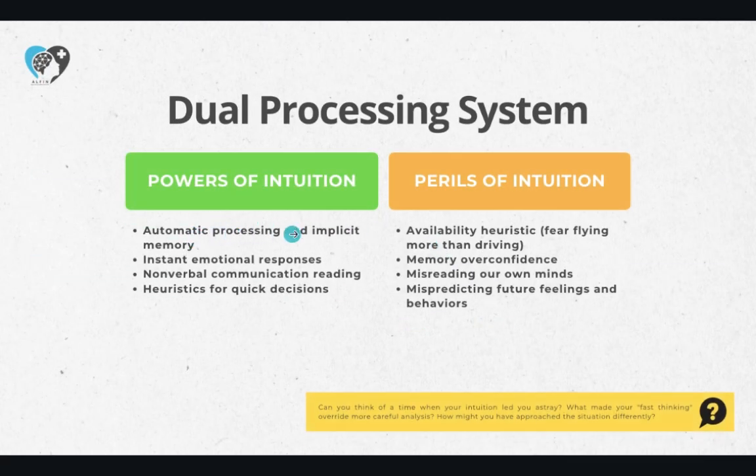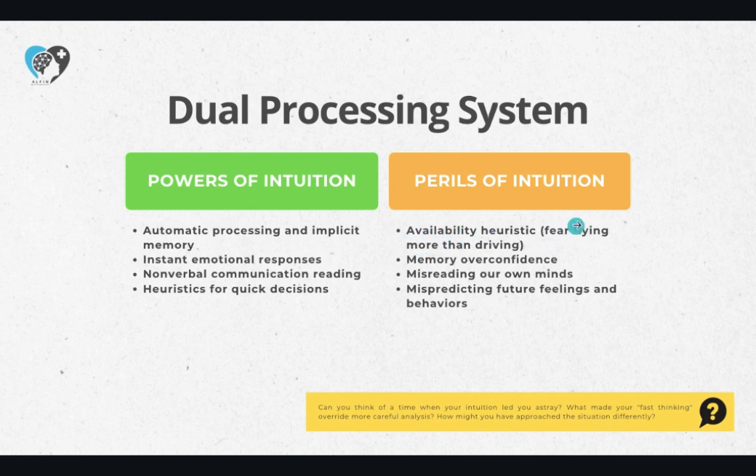What does this mean? We can make instant emotional responses to people and situations. And this is good because it makes us good at reading nonverbal communication. Our mental shortcuts, called heuristics, are useful for making quick decisions. But when does our intuition put us at a disadvantage? It can be perilous when a certain heuristic influences your decisions or your life. Let me give you an example.